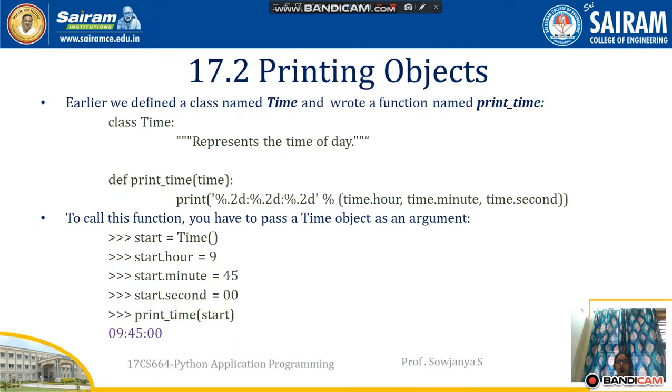Now, how do you print objects when you're writing examples? For example, with time objects, how can you print the particular time you are giving? How do we print those objects? In the previous videos we defined a class called time. You can see here the name of the class is time, and we also wrote a function named print time. This is the general way of writing the class definition: class time, and then this is the docstring. What does this contain?